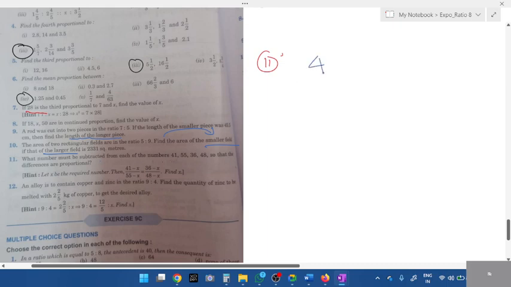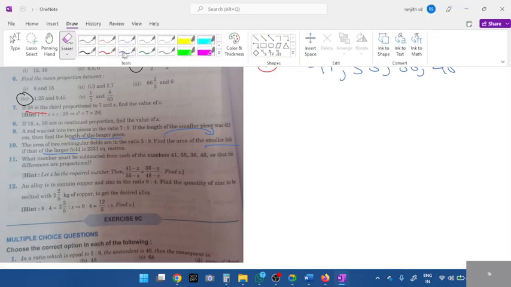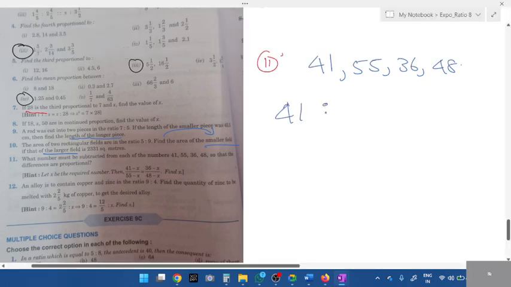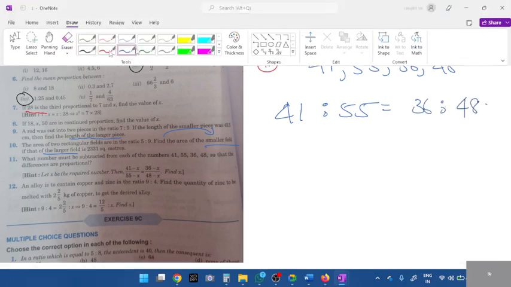See, total how many numbers they have given us? 2, 3 or 4? Respond: 4. First write this in proportion. 41. Write it in proportion, students. 41 is to 55 should be equal to what? 36 is to 48.